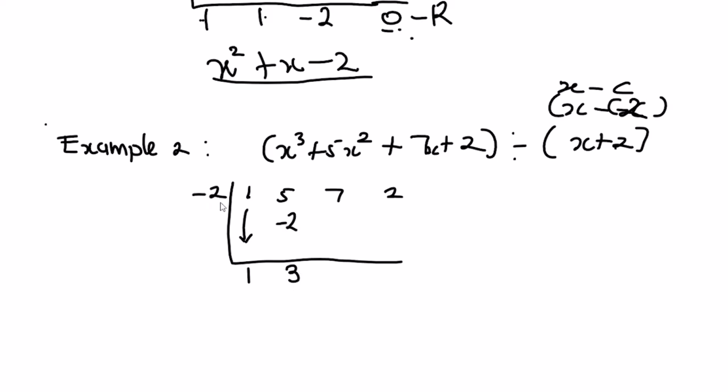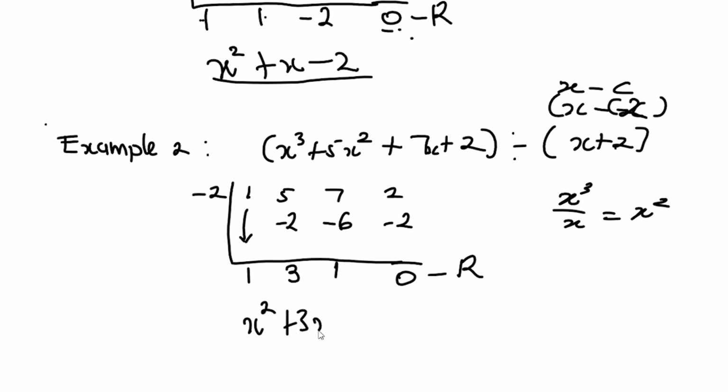Now 3 times negative 2 will give negative 6. Then you add, and this gives us 1. Now 1 times negative 2 will give negative 2. Then you add, you get 0. So our remainder is 0. Once again, we have x cubed divided by x, which is x squared. So our quotient is x squared plus 3x plus 1.